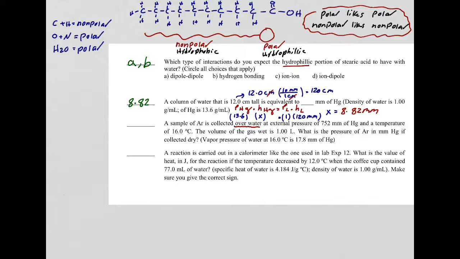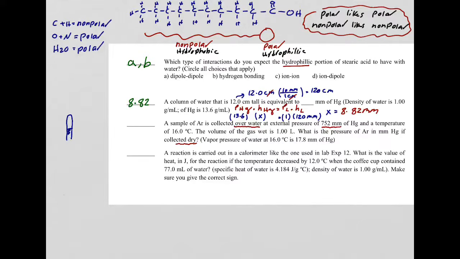So it says that the pressure was what? 752. Okay? When it was collected over water. Then it asks you what would be the pressure if it was collected dry. Now, I'm going to draw this out for you. I want to make sure you really remember this. When you did this in lab, or you watched this lab, you had a reaction going on, and then the gas molecules were forming.